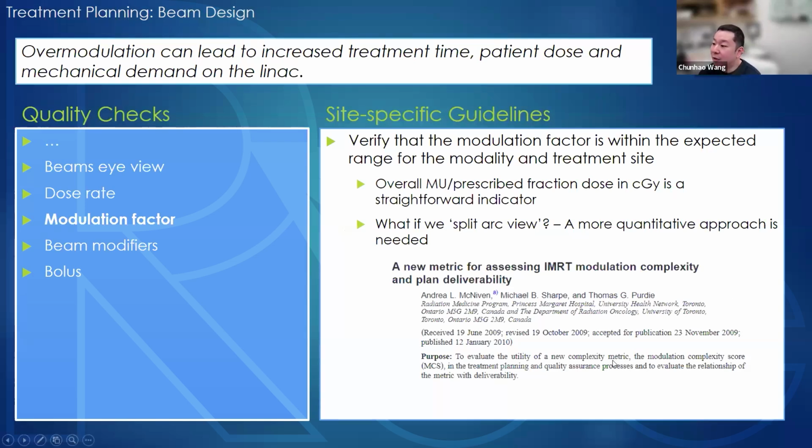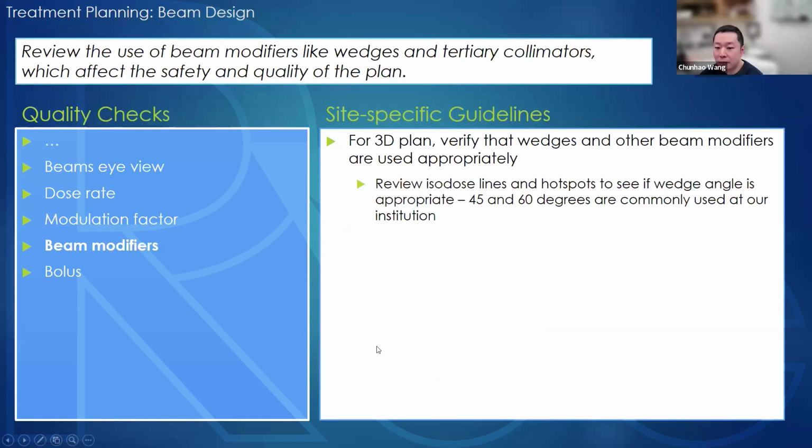Again, this is our clinical approach. As a physicist, besides this simple rule of thumb, you can develop your own institutional guidelines in terms of modulation factor evaluation. For beam modifiers, it's mainly for 3D beams: verify the wedge and other modifiers are used appropriately, and review those hotspot lines to see if wedge angles are appropriate.